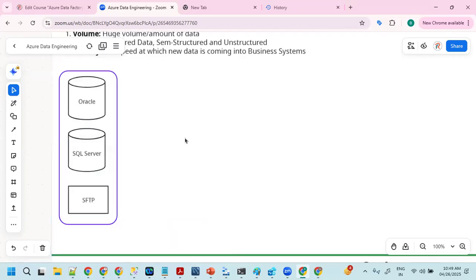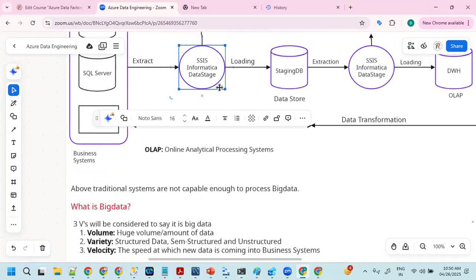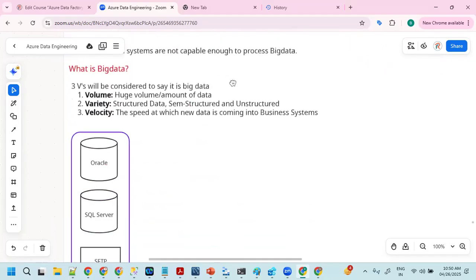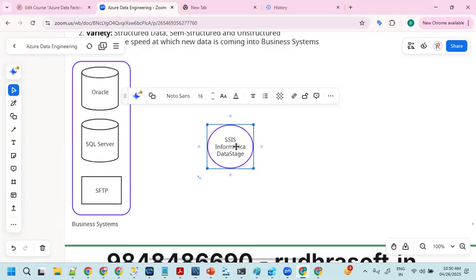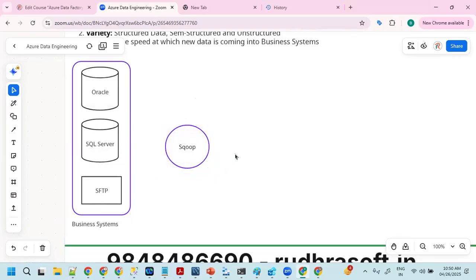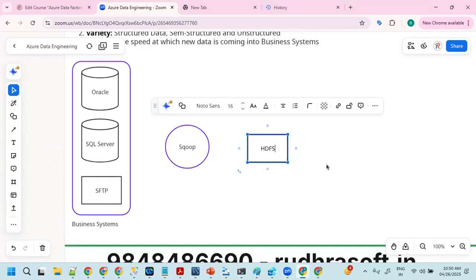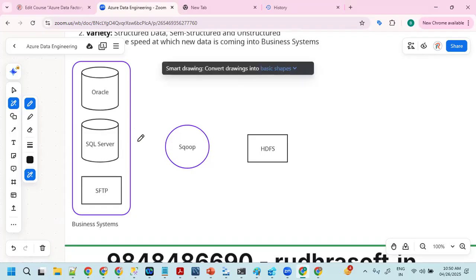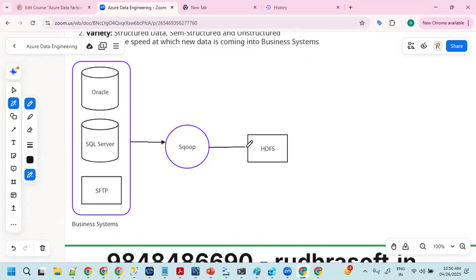Same business systems I'm having, but the solution is going to be changed. Previously we used traditional ETL tools. Now in this place I'm going to use Hadoop. Basically, I'd say Sqoop, because data ingestion is required here. Here also data ingestion is required, and you're going to load the data into a storage called HDFS. You're extracting the data from the varieties of systems, and you're loading the data into HDFS.